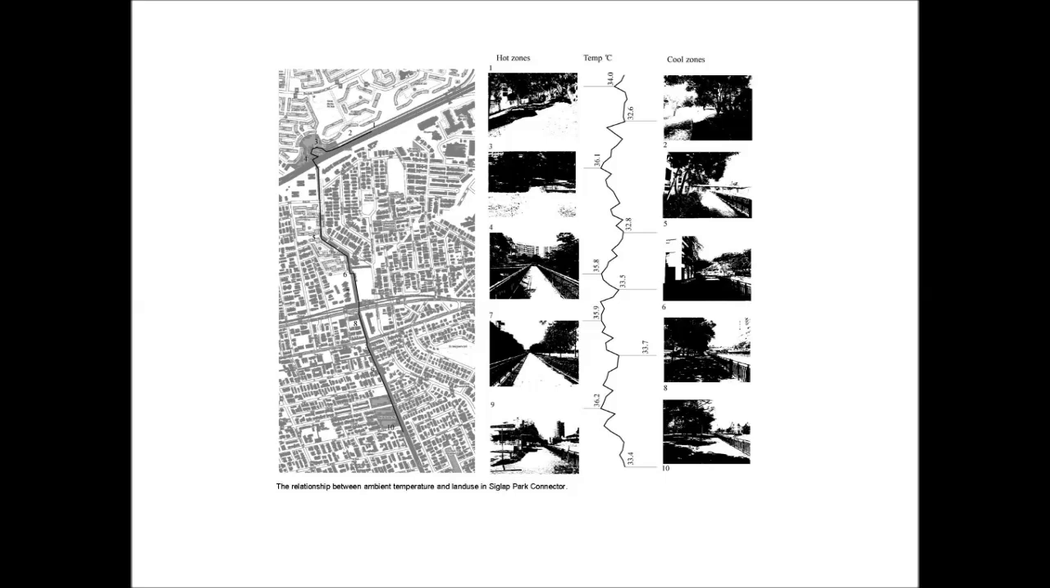The figure includes photos and the ambient temperature data of Siglap Park Connector with the description of the adjacent land use, which influences cooler or hotter zones. Looking at the cooler zone, even a small green patch like a 0.2 hectare park provides a cooling effect. Cooler, stable temperature below 33 Celsius is recorded in a 40 to 60 meter wide green area.